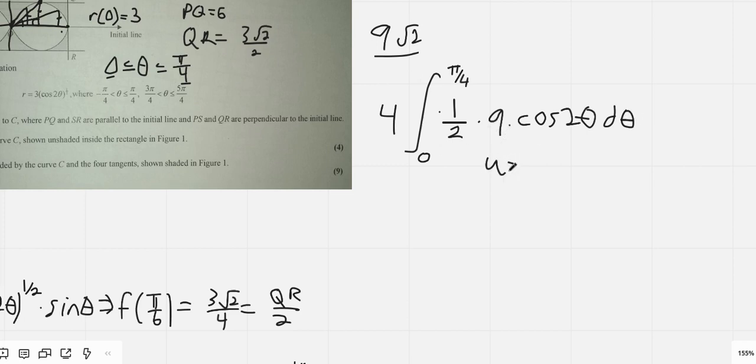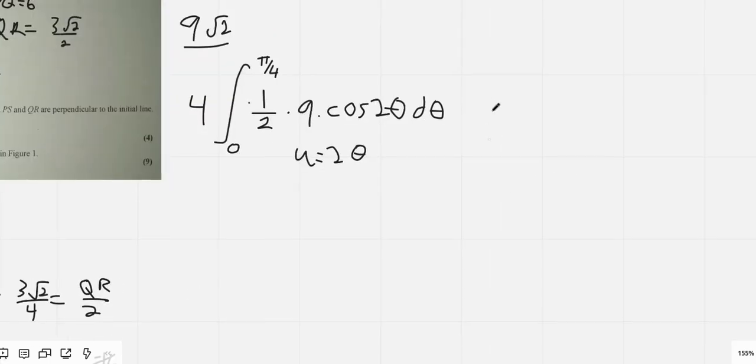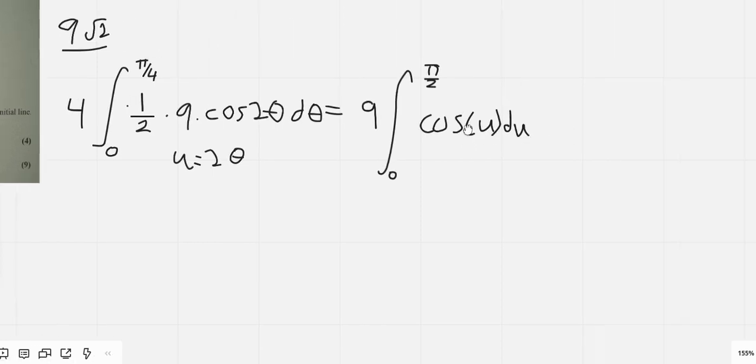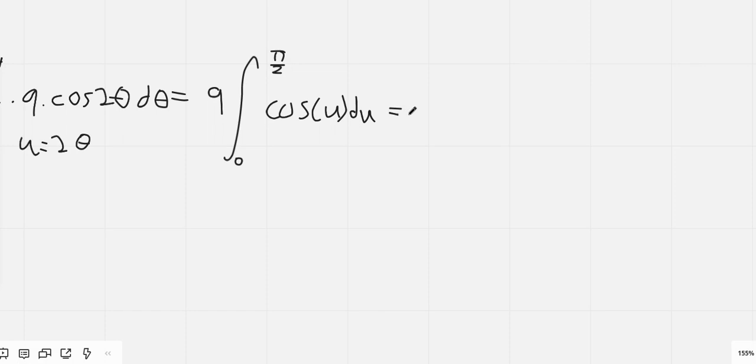And if we look at the substitution u equals 2 theta, then we can rewrite this entire integral as 9 times the integral from 0 to pi over 2 of cosine u du. And I'm not going to go through all the steps of this, but you can check yourself that this is just equal to 9. And so this is the answer to part A. This is the area bounded by C. This is the unshaded area.